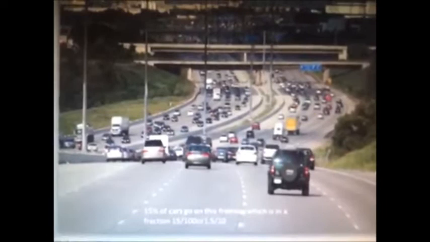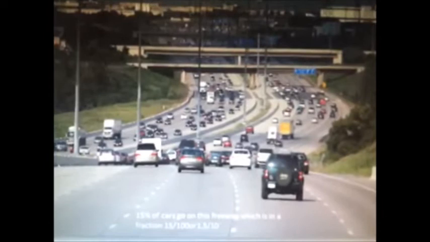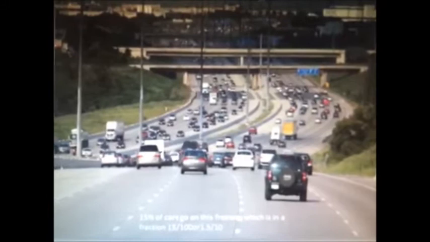On the Gardiner Expressway, also 30% of cars drive on this freeway, which is 30 out of 100, or 3 out of 10 again. The percentage of cars going on Highway 400 is 25% of the cars on all these freeways, which in fractions is 25 out of 100 or 2.5 out of 10. Finally, for the last freeway, 15% of cars go on this freeway, which is the 407, which is 15 out of 100 or 1.5 out of 10.